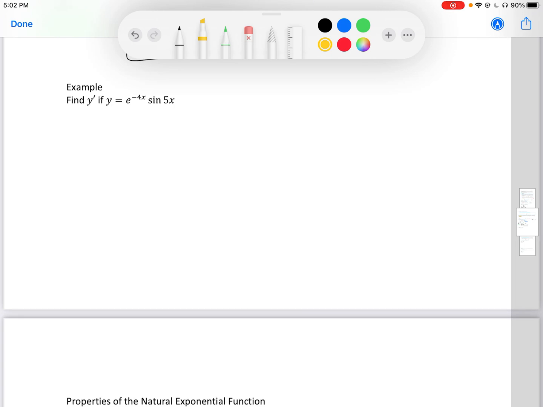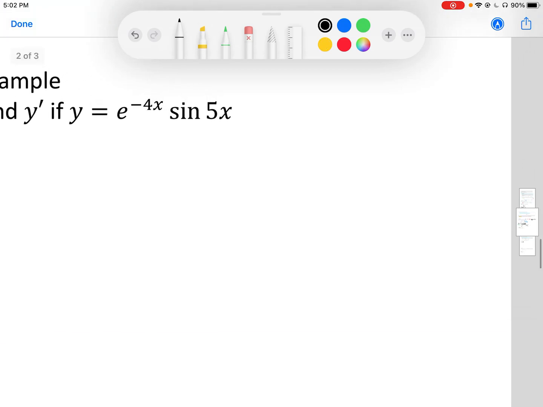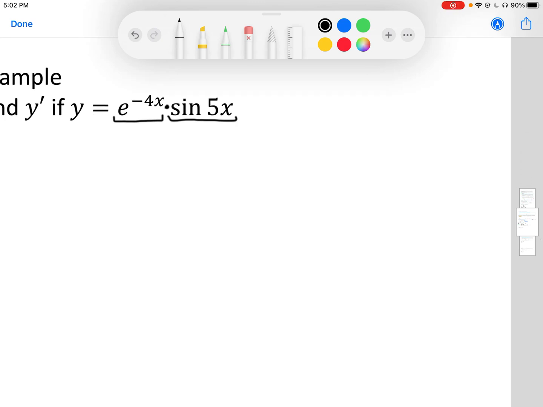Example, find y prime if y equals e raised to negative 4x power times sine of 5x. Okay, so we see we have two arguments of x being multiplied, right? We have our e raised to negative 4x and our sine of 5x, and they're being multiplied. So because of this, we have to follow our product rule.